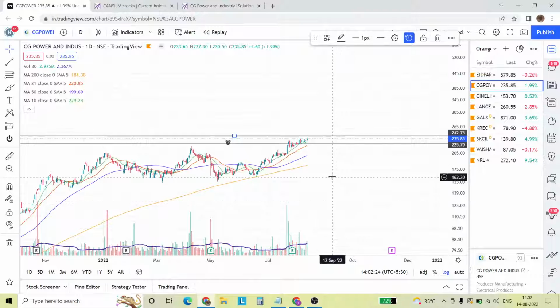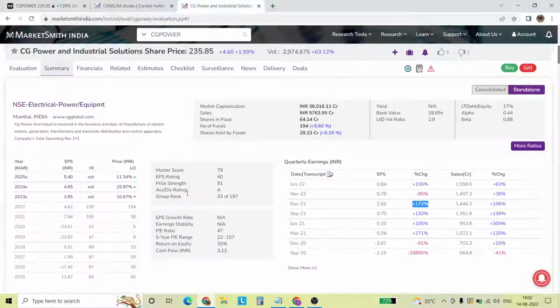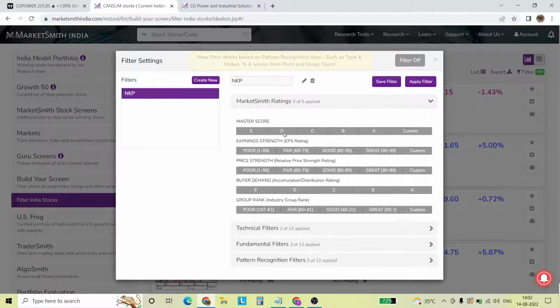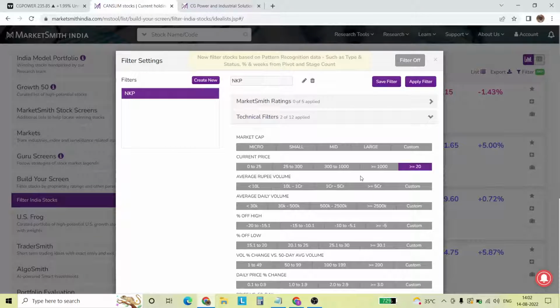Okay, so let's go back to our selection criteria. What I've done here is taken a filter, so I'll show you the filter. Basically, what I'm trying to get is a technical filter. I want the price to be greater than 20, because I don't want to trade in penny stocks. They don't have volumes, and I won't be able to get in and out at the price. There won't be adequate liquidity, hence I am going for current price greater than 20.